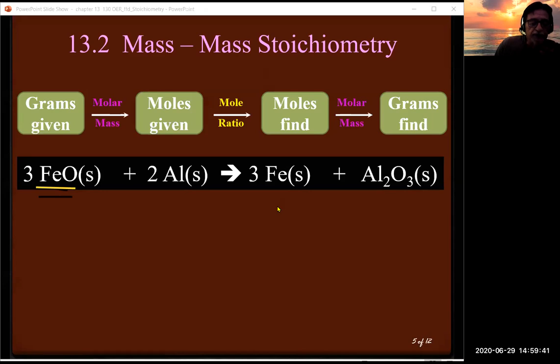The question is, is it even balanced for you? Make note of the relationships: 2 to 3 for reactants, 3 to 3 from iron 2 oxide to iron, 3 to 1 from iron 2 oxide to aluminum oxide, 2 to 3 from aluminum to iron, and 2 to 1 from aluminum to aluminum oxide. Okay.